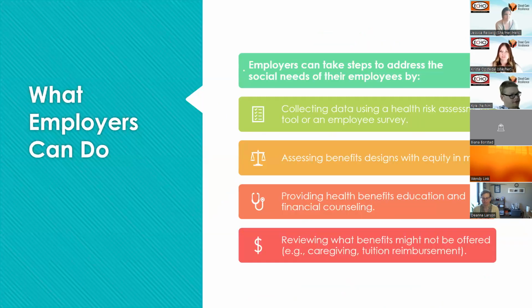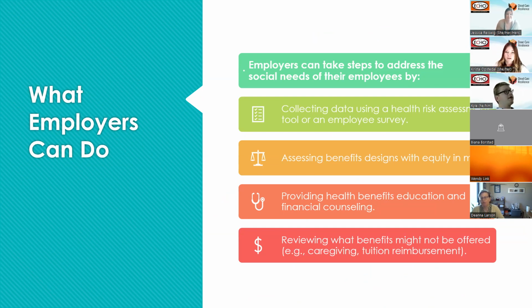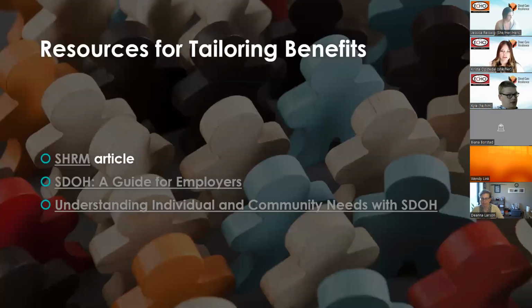So some things that employers could do, I mean, this is probably more in the hands of those in leadership positions and HR. You can address the social needs of your employees by collecting data using a health risk assessment tool or an employee survey. You can assess benefits designed with equity in mind. You can provide health benefits, education, and financial counseling, and review what benefits might not be offered. So is there caregiving or tuition reimbursement, to see if people are enrolled in the right benefits plans. And I'm not an expert in this area, so I provided some resources for tailoring benefits that you can check out after this series.